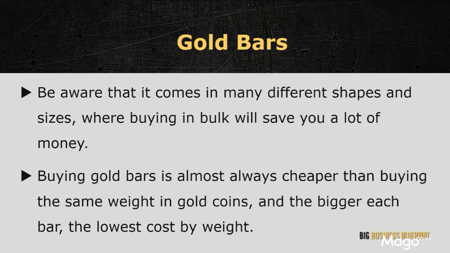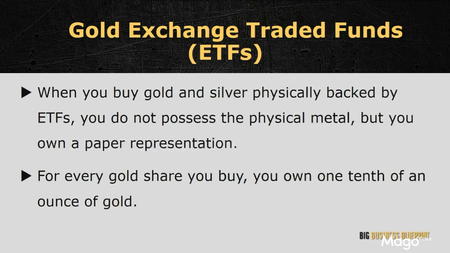Buying gold bars is almost always cheaper than buying the same weight in gold coins, and the bigger each bar, the lower the cost by weight. Depending on your local tax regime, you can reduce or completely avoid paying sales tax or VAT by buying gold bars instead of coins. Moving on to gold ETFs.